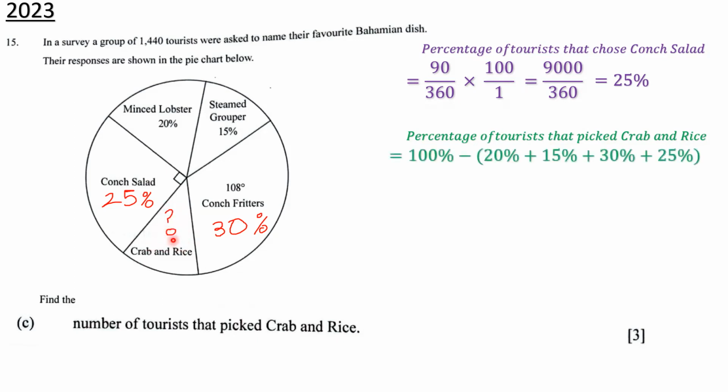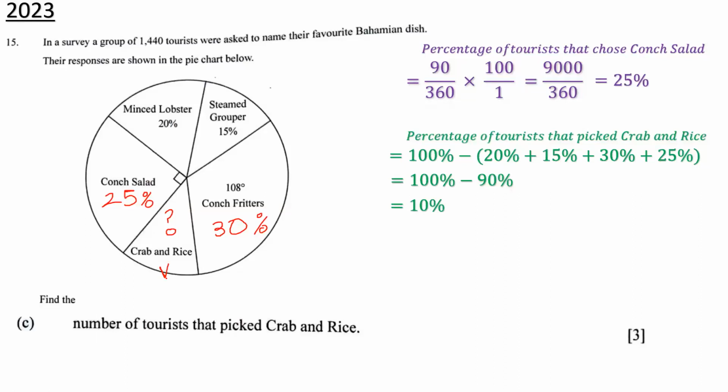And so in order to do that, we have to subtract 100% minus 20% from minced lobster, 15% from steamed grouper, 30% from conch fritters, and 25% from conch salad. And so it's going to be 100 minus 90, because if we add 20 plus 15 plus 30 plus 25, that is going to be 90. So 100% minus 90 is going to be equal to 10%. And so that means that the percentage for crab and rice is going to be 10%. So this right here is 10%, all right?